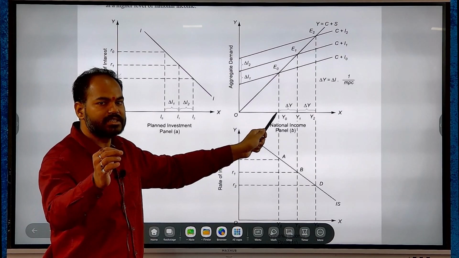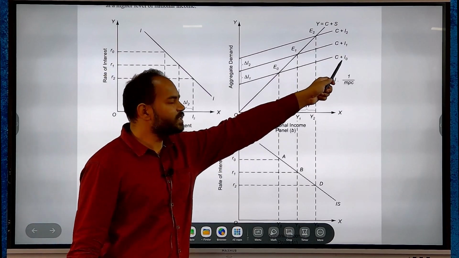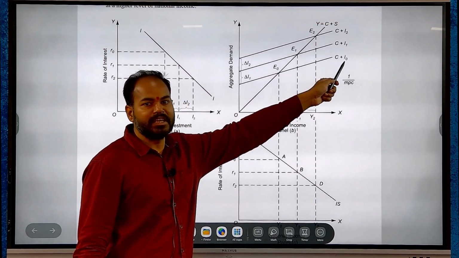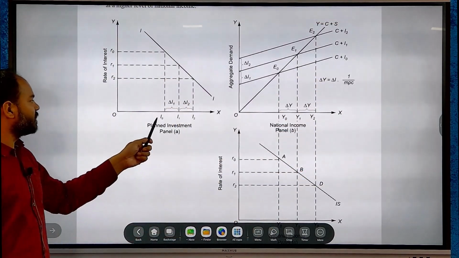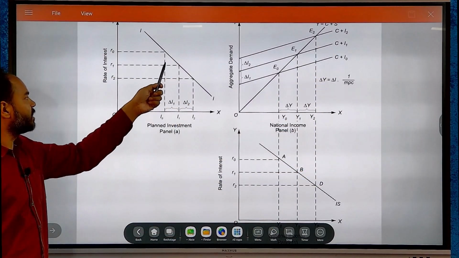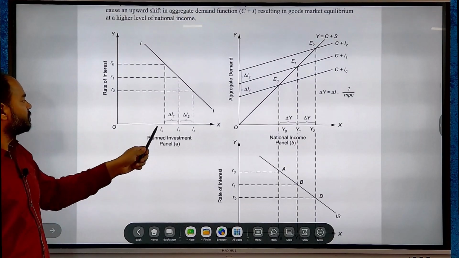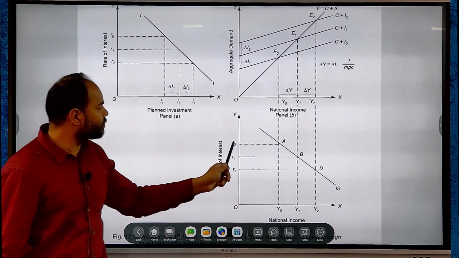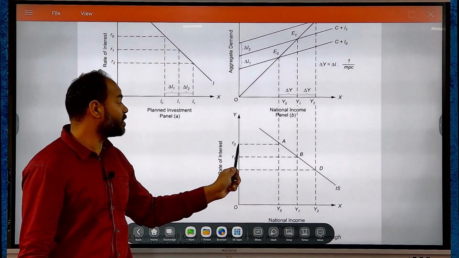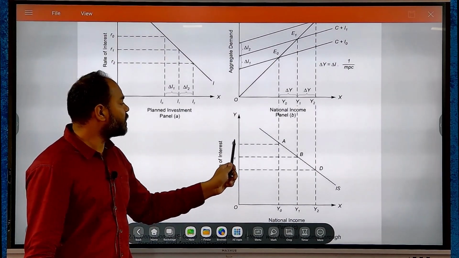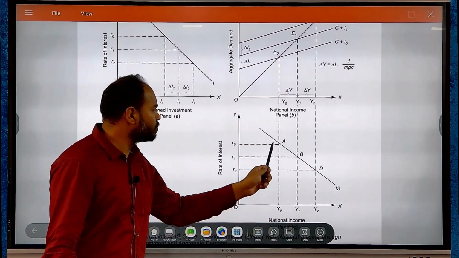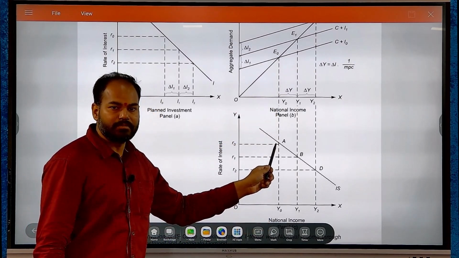Now consider this. What is this? C plus I0. So I0 is the investment. When there is investment of I0, what is the rate of interest? The rate of interest is R0. So at the R0 rate of interest, the total GDP is Y0. So you will get the coordinate A.